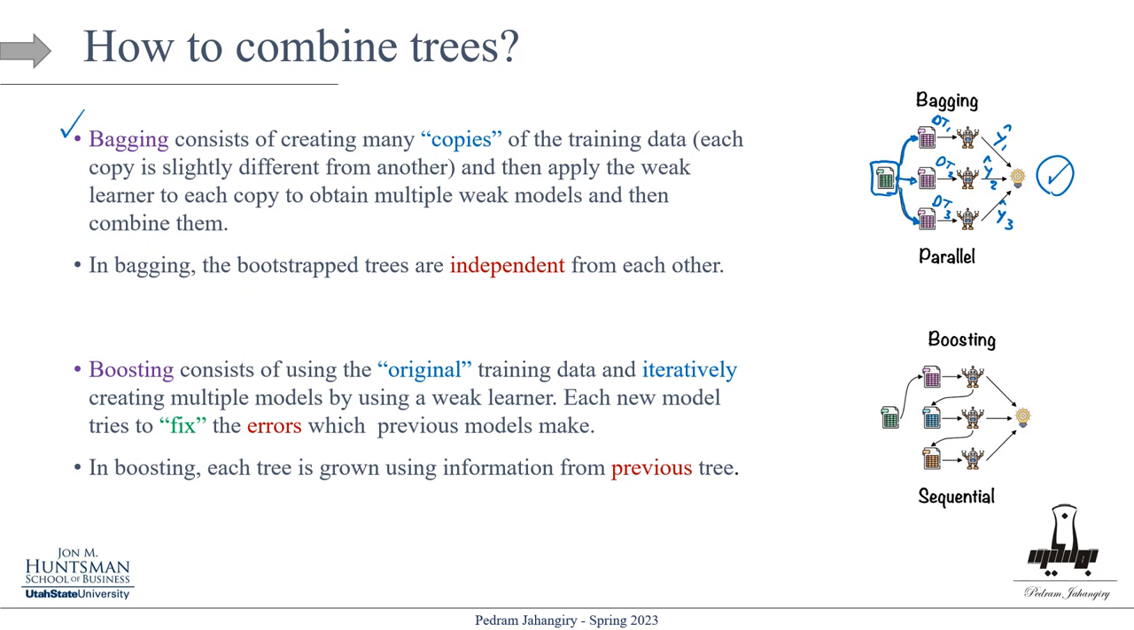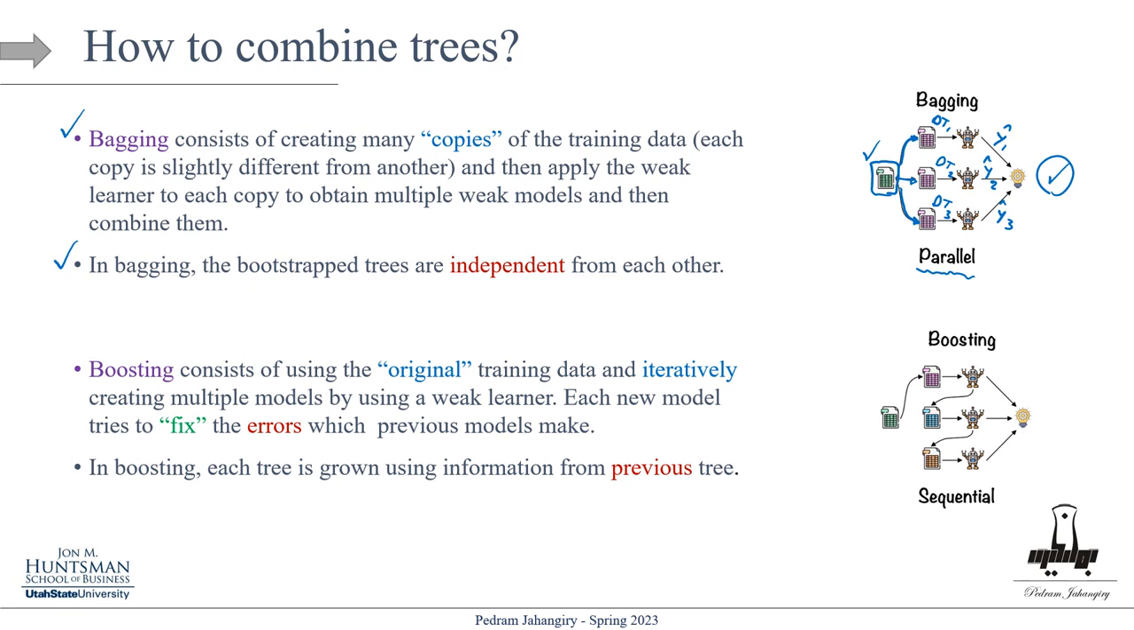In bagging, the bootstrap trees are independent from each other. It doesn't mean that they're coming from different data sets. They all come from one data set, but they're slightly different from each other. And the trees based on each of those bootstrapped observations are independent from each other. So that's the point. And it can be done in parallel for sure. If you have hundreds of trees, you can do it in parallel.